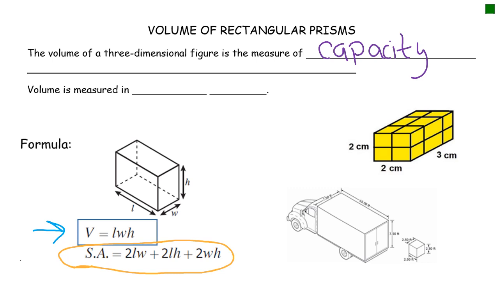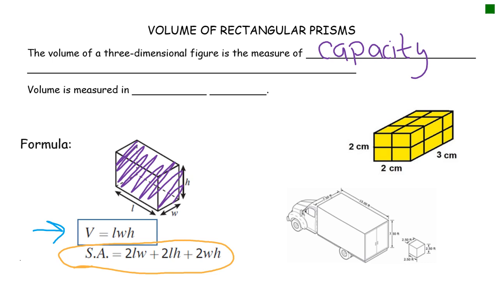So like if this rectangular prism here was like a fish tank and I wanted to see how much water I could fill up completely inside of it if I filled it up to the brim, that's a measure of capacity as opposed to the surface area, which was just on the outside. So I'm filling something.